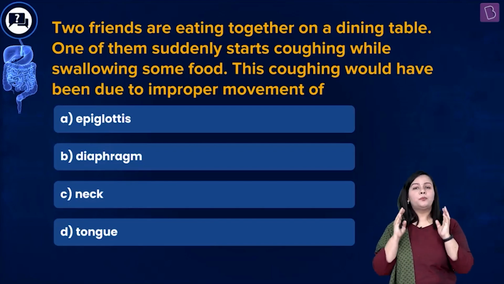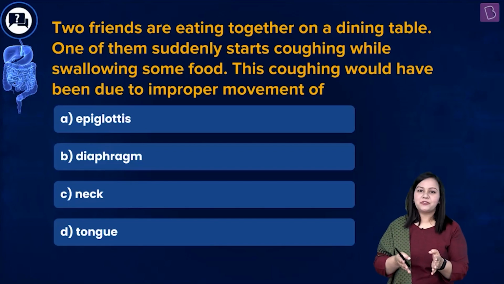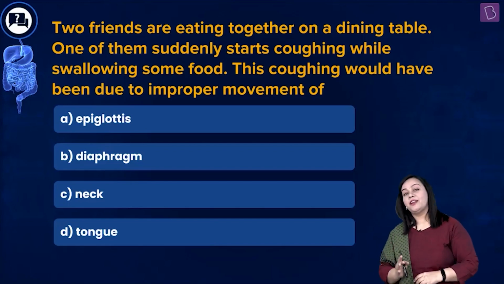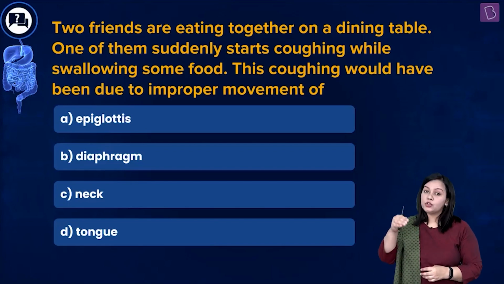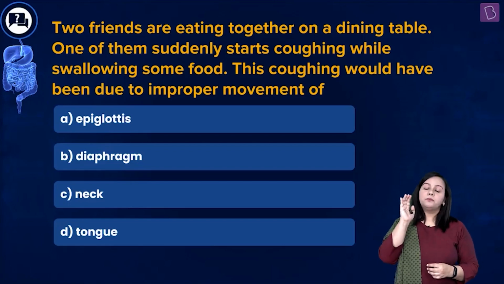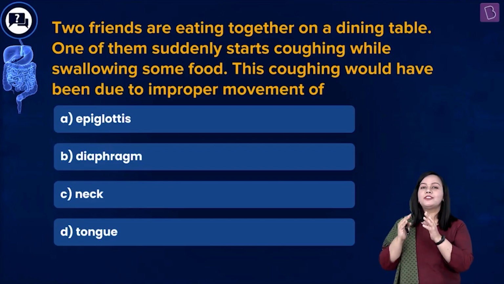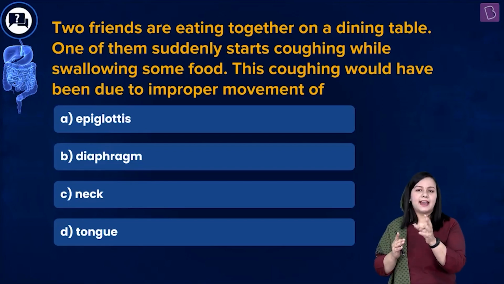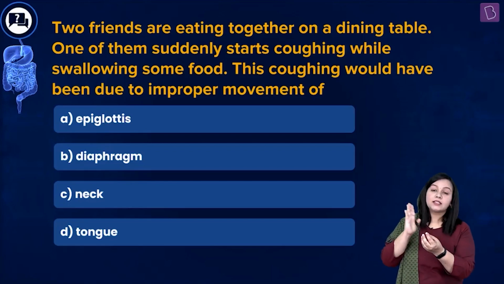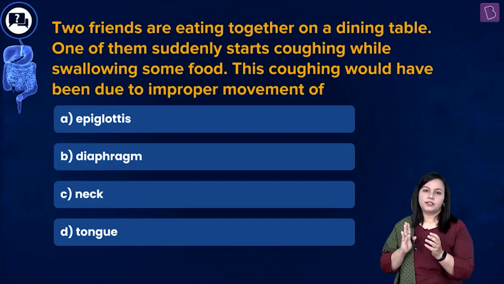And in order to prevent any kind of confusion between the two, that is, in order to prevent the entry of food or fluids into the windpipe, there is a beautiful cartilaginous flap-like structure which covers the opening of the windpipe at the larynx. Okay, and this covering is what is called the epiglottis.